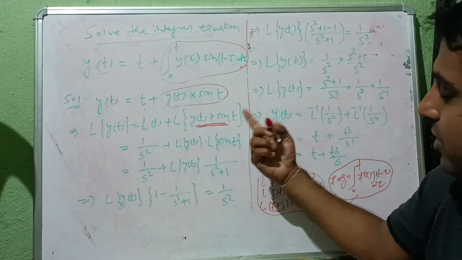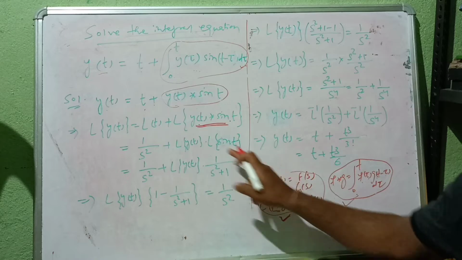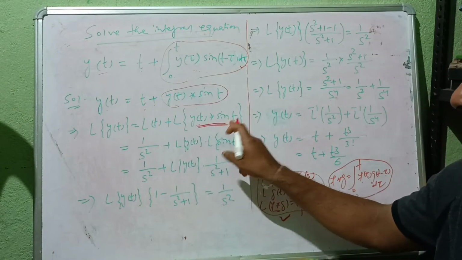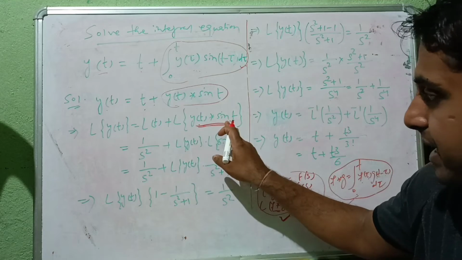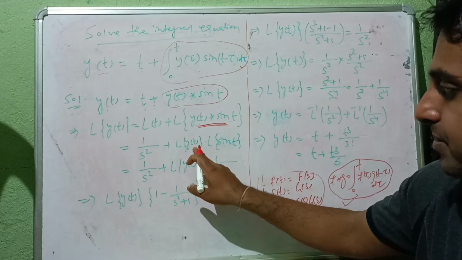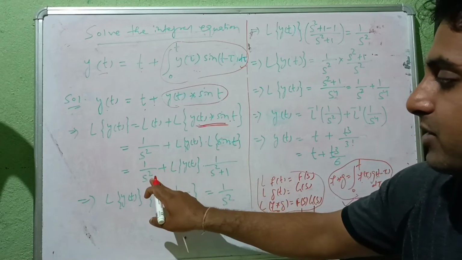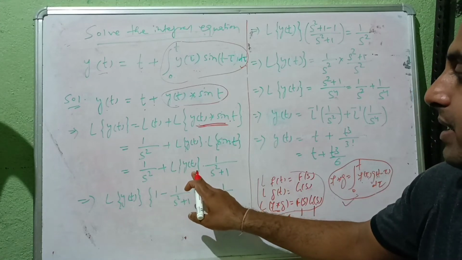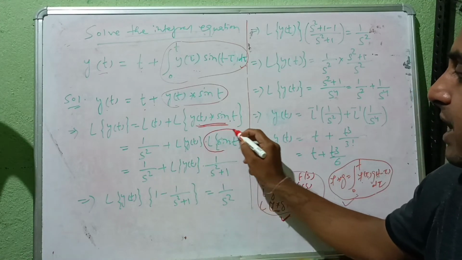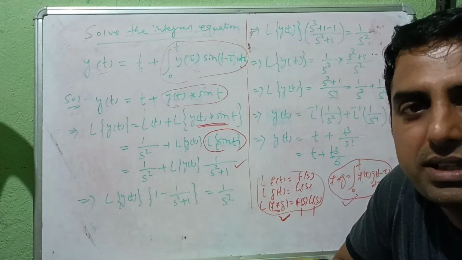To find this, you can use the convolution theorem. This is f star g, here y star sin t. So what is this? F of s into G of s, which means Laplace of y into Laplace of sin t. So Laplace of y star sin t means Laplace of y into Laplace of sin t. Clear? Next, 1 by s square plus Laplace of y of t into, and we know that Laplace of sin t is 1 by s square plus 1.